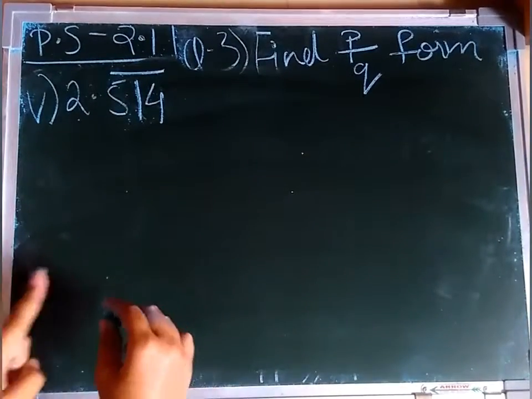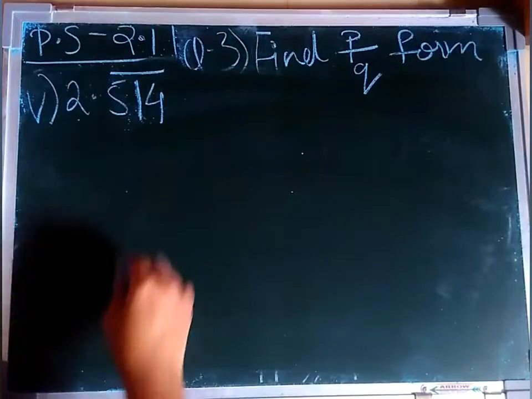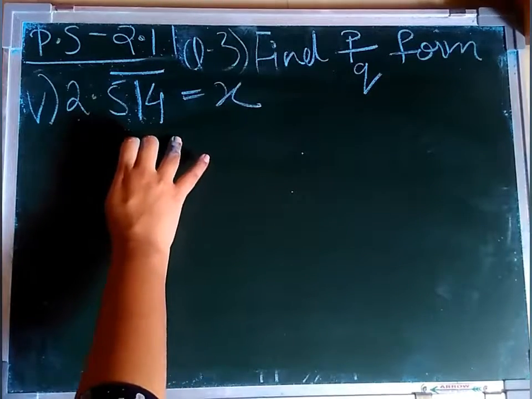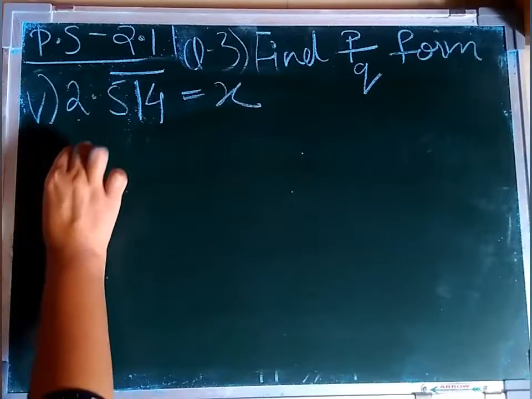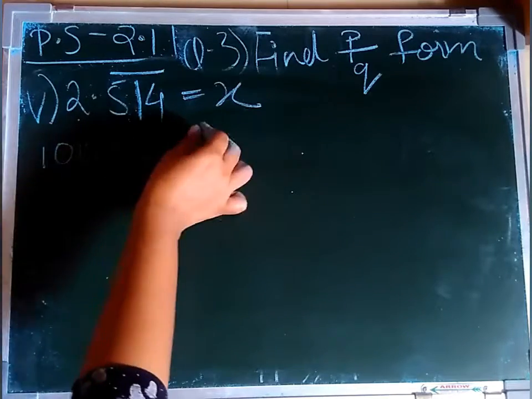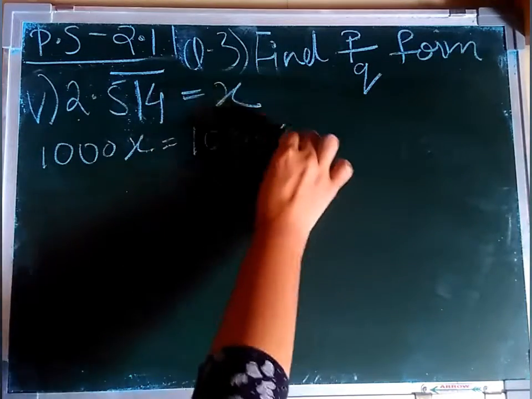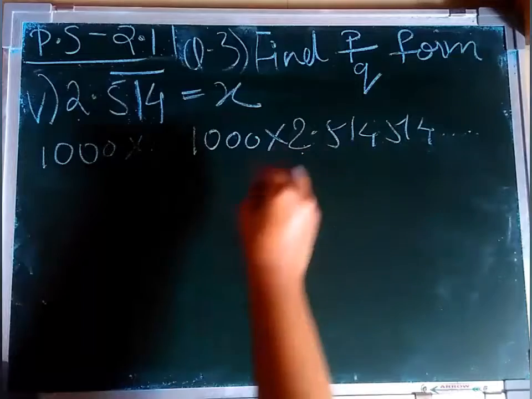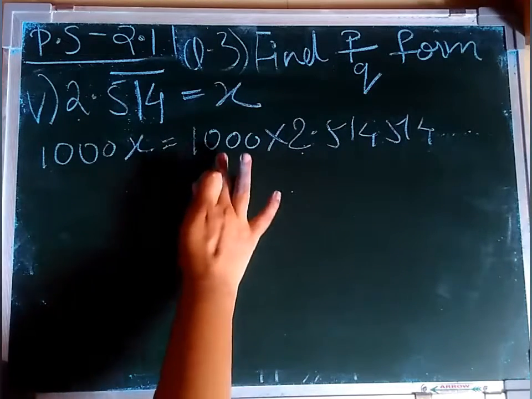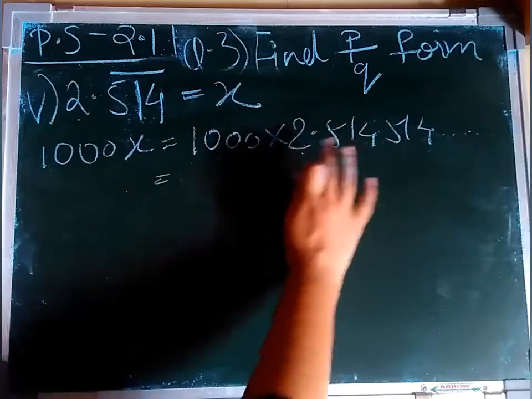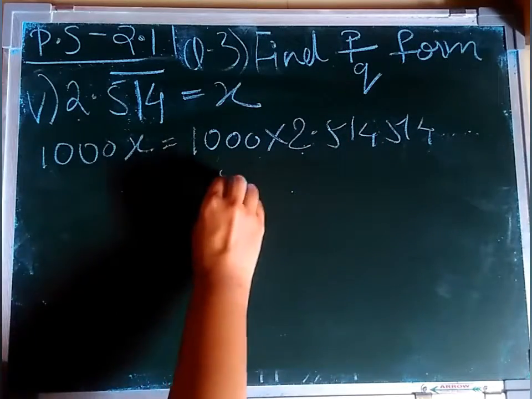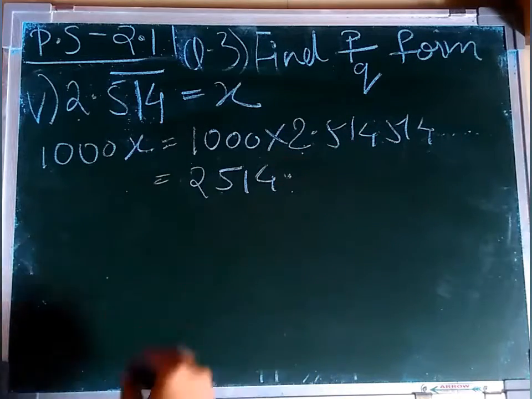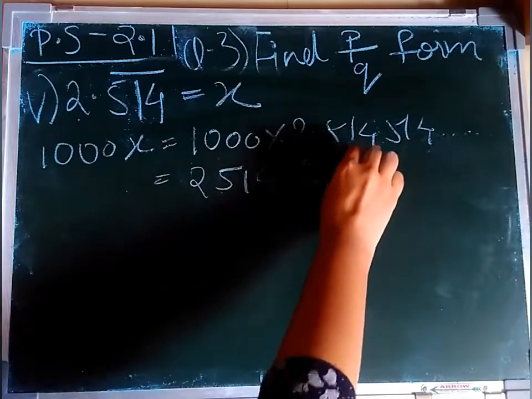Okay, what is question number 5? In question number 5, we have 2.514 and 514 is repeating. So first name it as x. After the decimal point, 3 numbers are recurring, so I have to multiply by 1000. Simple. 1000x is 1000 into 2.514 and similarly it is repeating. Multiplying by 1000 means the decimal point shifts 3 places towards the right side. So 2, 5, 1, 2, 3. So I want the decimal point here. And then again 514 will repeat.